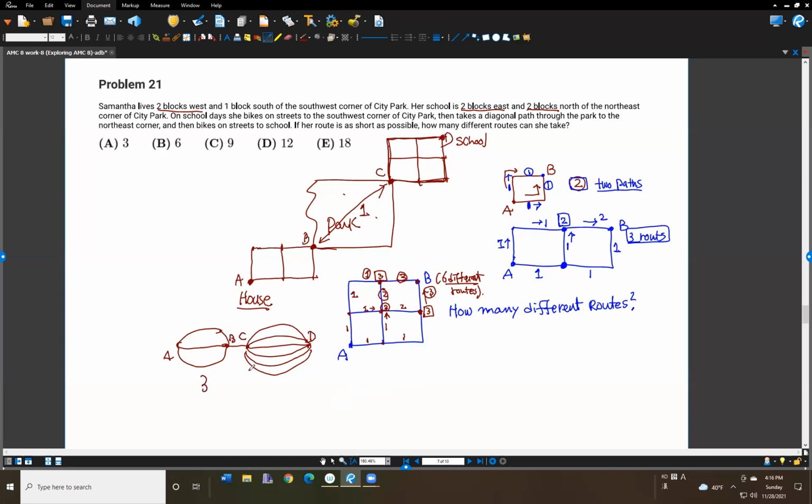This is 3 different ways. This is the same thing. This over here, and the 6th way. Each one has 6 different ways. 3 times 6 is what? 18 different paths.